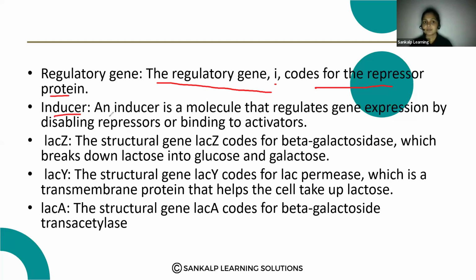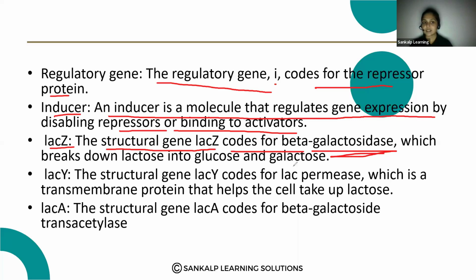Then the inducer is a molecule that regulates gene expression by disabling the repressors or binding the activators. Lac Z is a structural gene that codes for beta galactosidase, which breaks down lactose into glucose and galactose. And lac Y, the structural gene, codes for lac permease, which is a transmembrane protein that helps the cell take up lactose.